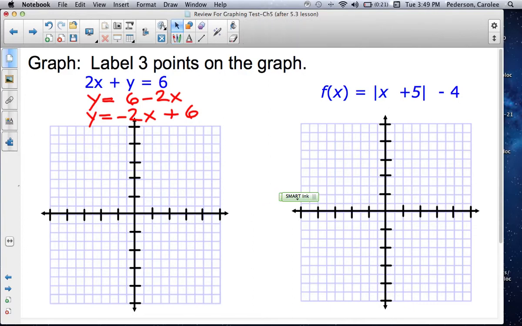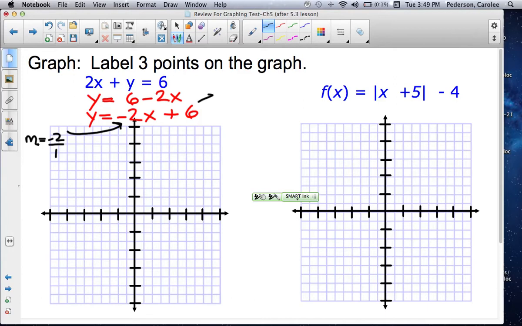Remember, this is the slope. Its slope is negative 2 over 1. So we're going to rise down 2 and run 1 positive. This represents my y-intercept, where it touches on the y-axis. So we're set to graph it.